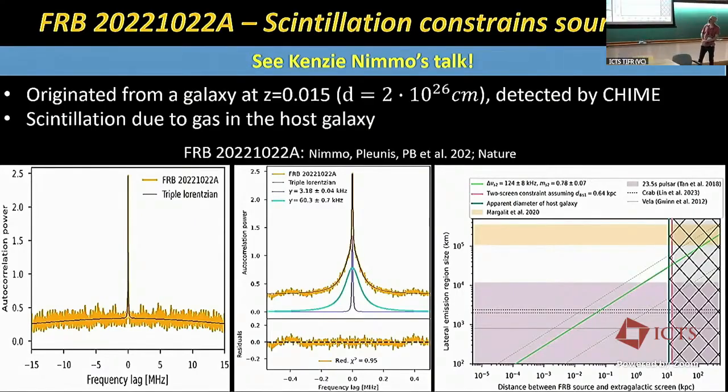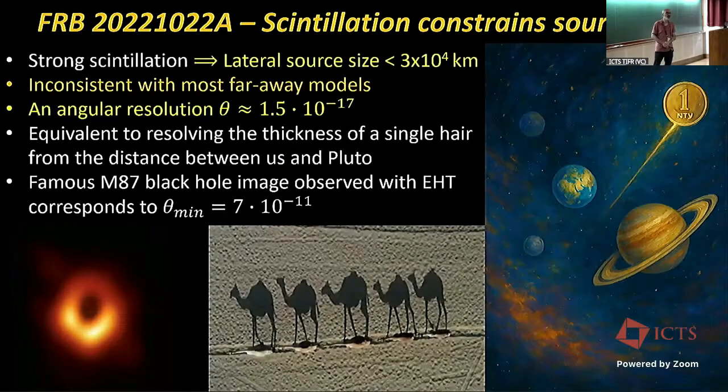And as you can see from the figure on the right here, this is already marginally inconsistent with the most faraway models. And just to put it in more illustrative terms, if you think about this in terms of angular resolution, the fact that we can resolve a region of 3 × 10⁴ kilometers from such a distant galaxy is the equivalent of an angular resolution of about 10⁻¹⁷. This is about 6 orders of magnitude finer than the best image that we have in astronomy, which is the M87 black hole, but it's using a trick.